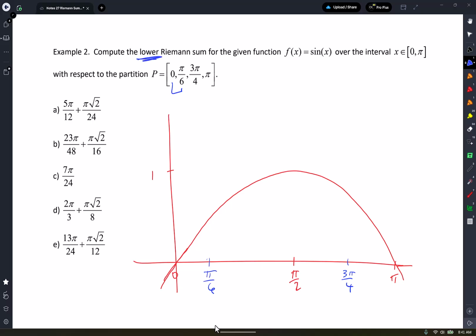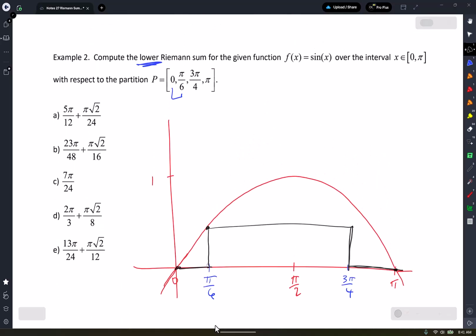So look, lower Riemann sum. What's the lowest between 0 and pi over 6? 0. So I'm going to go to 0. I'm going to do it in black. So here's my first rectangle, so you don't have one. Between pi over 6 and 3 pi over 4, which one has the lower y value? Pi over 6. So go to pi over 6, 3 pi over 4. And between 3 pi over 4 and pi, where's the lowest point on that curve? At pi. So technically you only have how many rectangles? One. Just one.